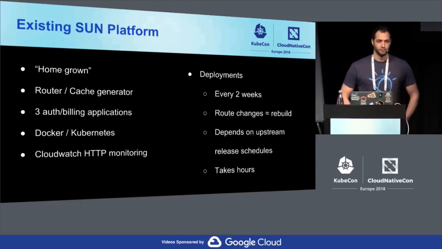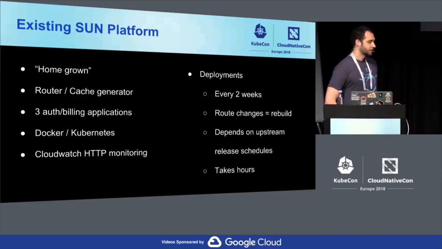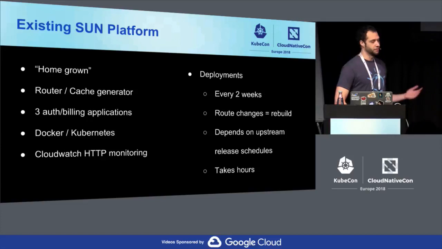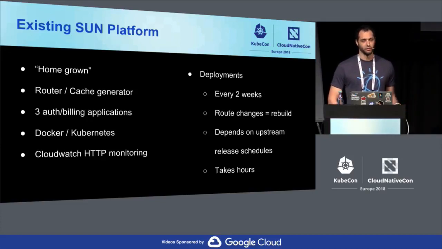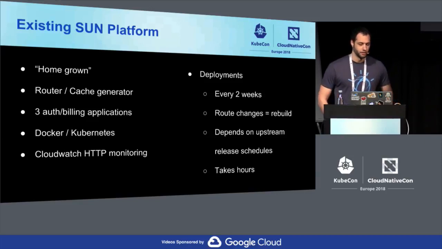So the existing Sun platform was homegrown. It's cloud native. We have a router, a main gateway, and a cache generator. And the cache generator is pretty important to us. It helps us align requests that look like other similar requests. So if you make a request to get the weather in Copenhagen, most likely somebody's already made that request. So we build these cache templates known as edge side includes that will also serve you the same cache data that somebody else might have already asked for.